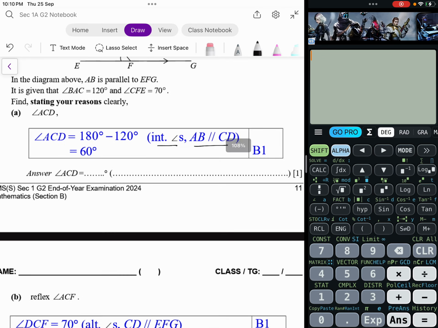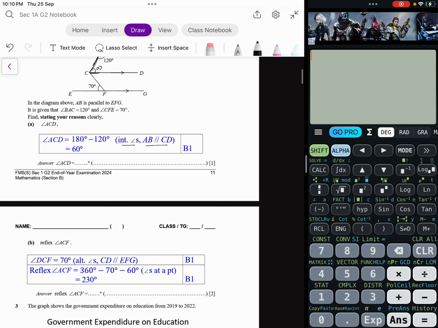The 3 properties of parallel lines: interior angles, alternate angles, and there's one more, corresponding angles, for parallel lines.